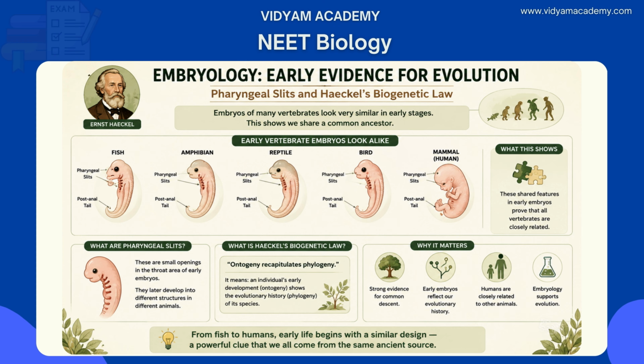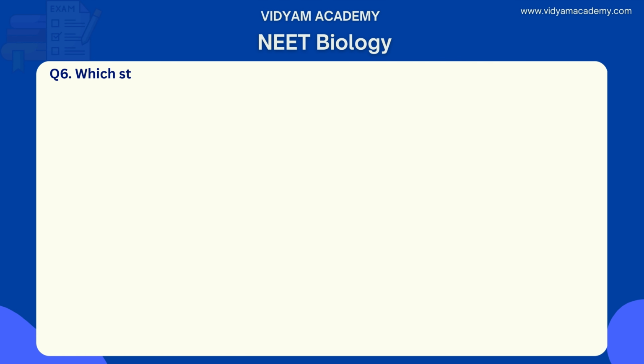So these shared embryological structures reflect conserved developmental genes, especially Hox genes, inherited from a common vertebrate ancestor. The embryo briefly passes through stages resembling ancestral forms before diverging into its adult body plan. This is strong evidence for evolutionary common descent among all vertebrates. That's why option C is right, and that's exactly what question number 5 demands. Next, move to question number 6.